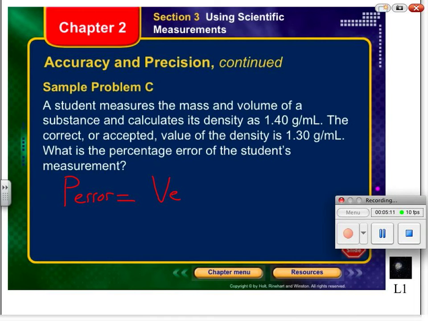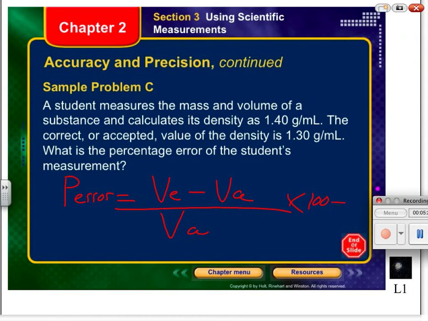Value experimental minus value what? I know that's as far as I got. Value accepted divided by value accepted times 100, and that's going to equal our percent error. Okay? What do you think?